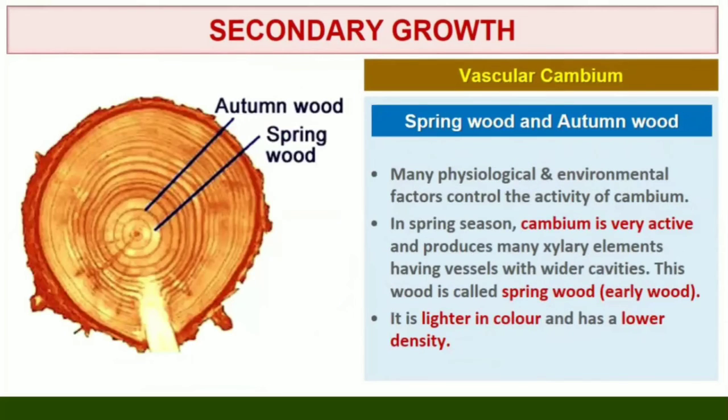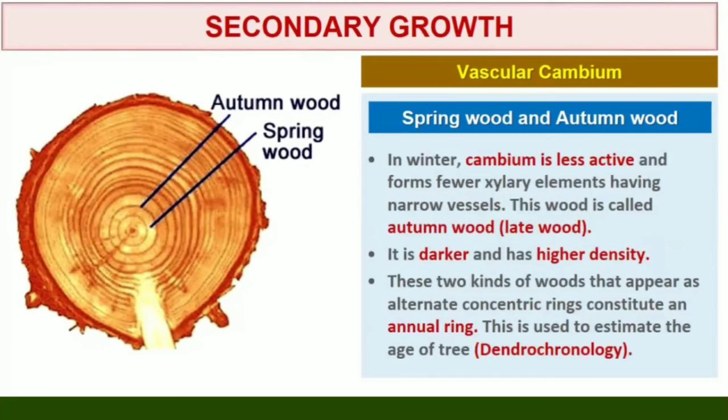Compare springwood and autumnwood. The activity of cambium is under the control of many physiological and environmental factors. In temperate regions, the climatic conditions are not uniform through the year. In the spring season, cambium is very active and produces a large number of xylary elements having vessels with wider cavities. The wood formed during this season is called springwood or early wood. In winter, the cambium is less active and forms fewer xylary elements that have narrow vessels, and this wood is called autumn wood or late wood.